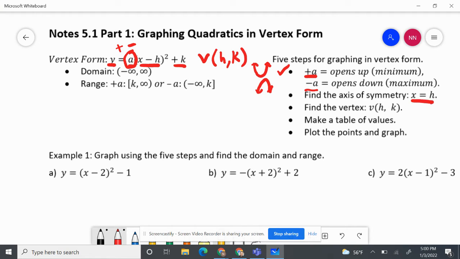Next step is our axis of symmetry. The axis of symmetry is an imaginary line going down the quadratic, and it shows where the graph is symmetric, where it's the same on both sides. The next part is finding our vertex, which is our h, k value. It's the opposite of the number inside and the number outside. Then we make a table of values. That would be our x, y chart. We put our vertex in the middle, and then we plot our points.